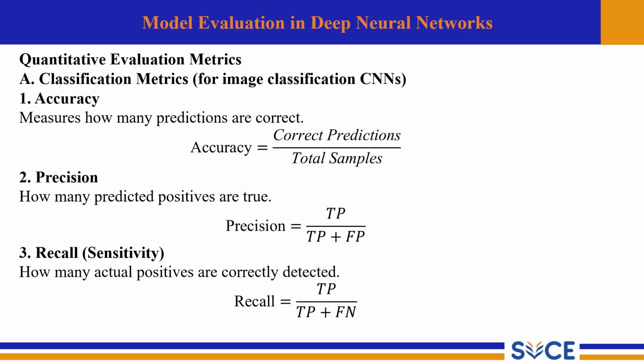Third one is recall, or sensitivity. It measures how many actual positives are correctly detected. So recall equals true positives divided by true positives plus false negatives. High recall means fewer false negatives.